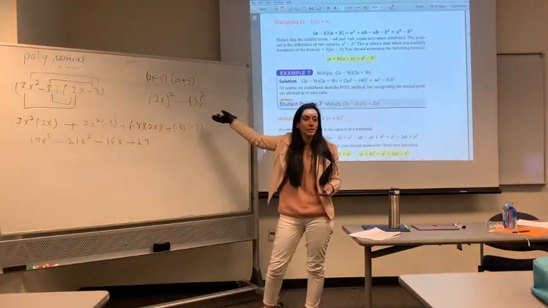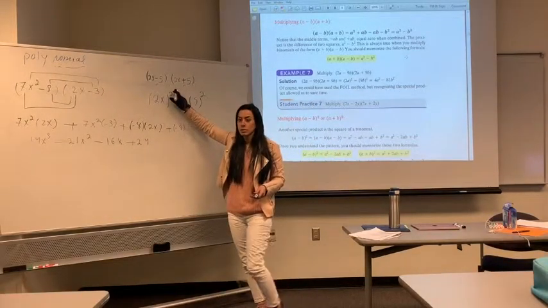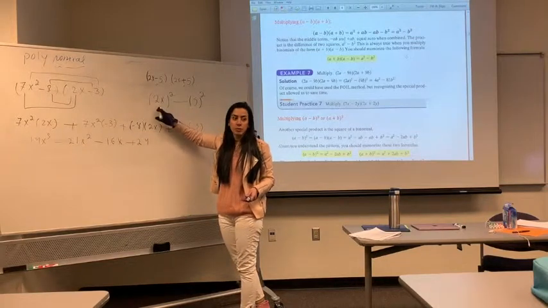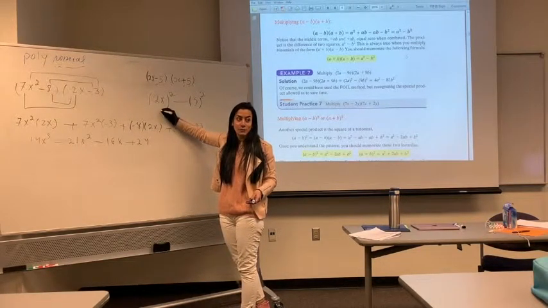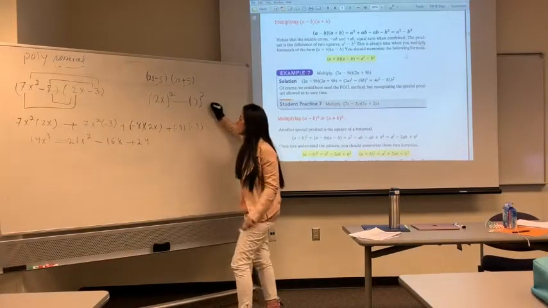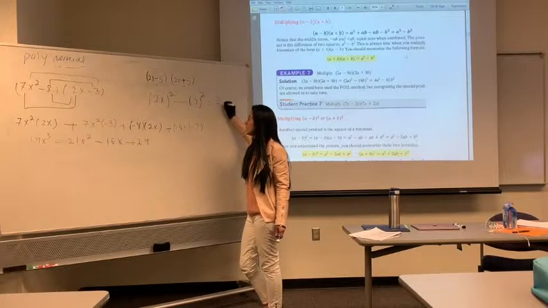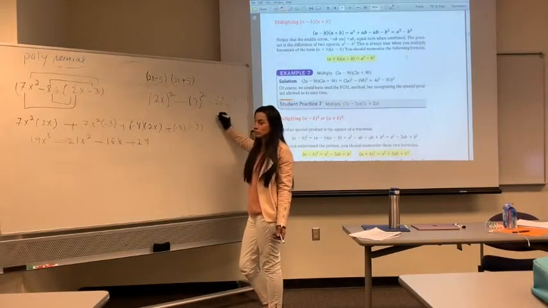Just continue solving this. So what is this? 2x power 2 means 2 power 2 multiplied by x power 2, right? Which is 4x squared. So let me write it down. 2 power 2, x power 2, minus 5 power 2. Am I right?